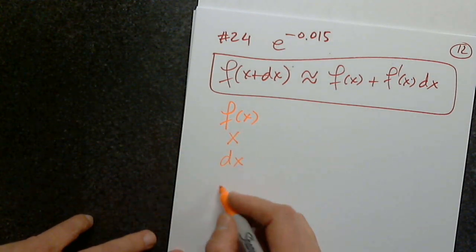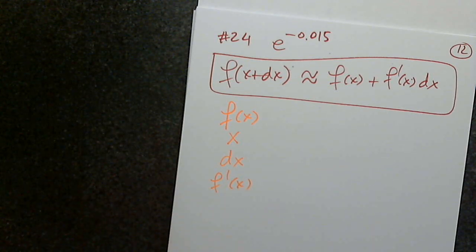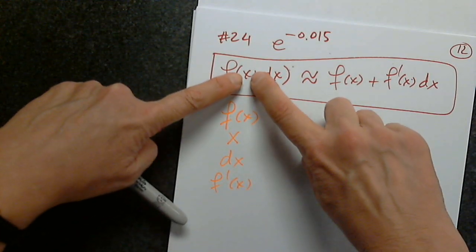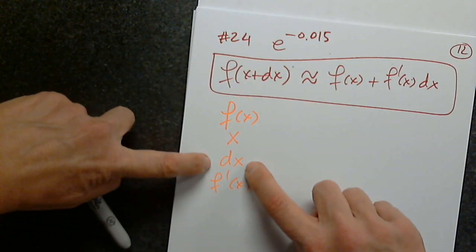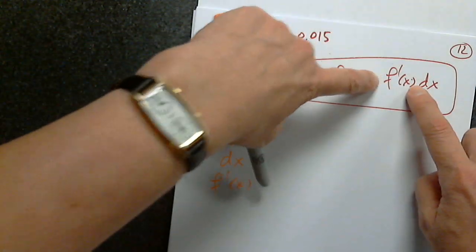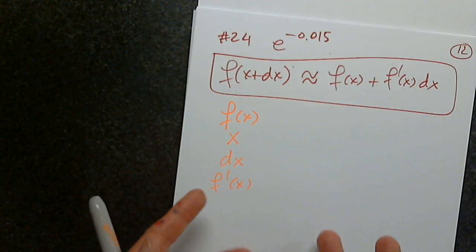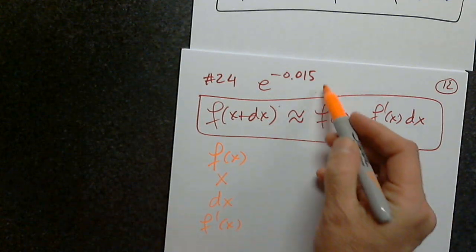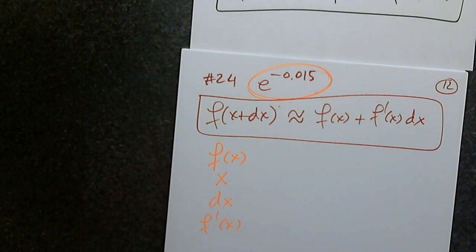And of course, once I have the function, I need to find f prime. Okay, that's exactly what I mean. I need the function. I need x. I need dx. The function is right there. And I need f prime of x. If I have these 4 pieces, all I have to do is just plug them in. Don't forget, the question is this. Can anyone identify the function for us? Yeah. Of course. Can anyone identify x for us?